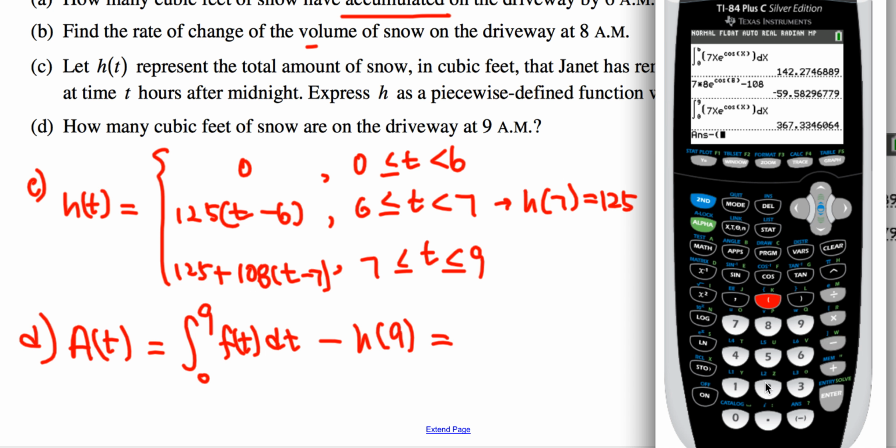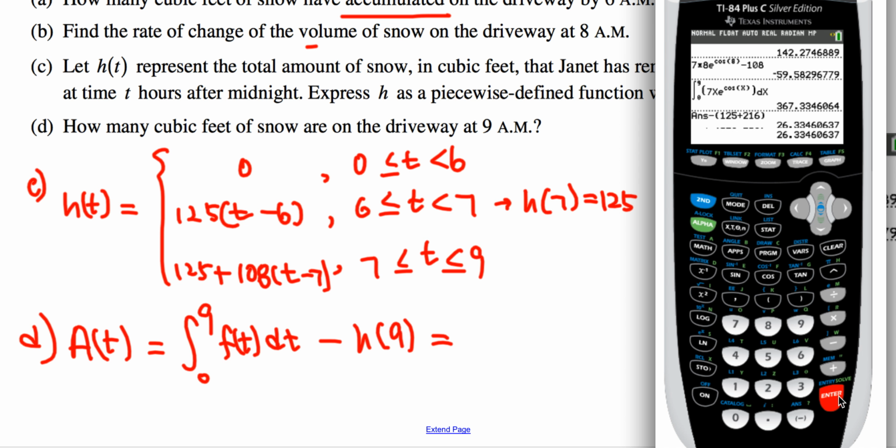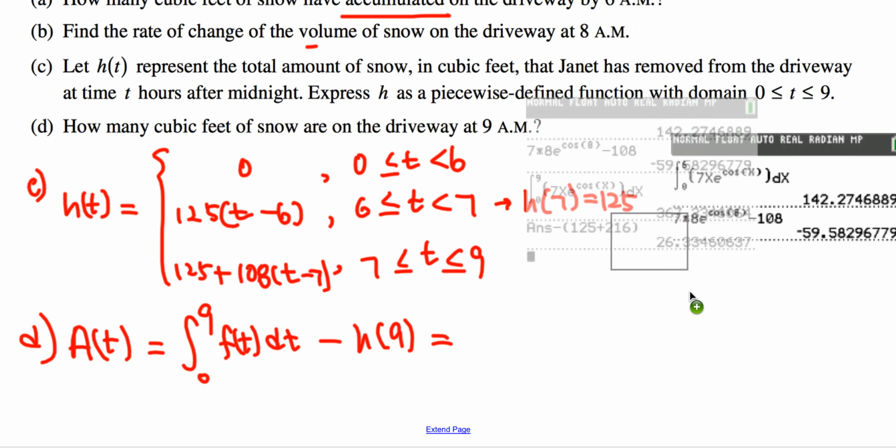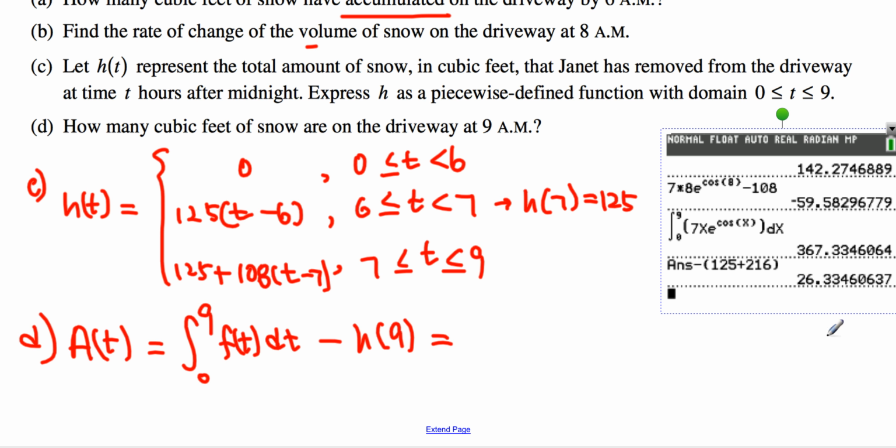So 125 plus 216, then we end up getting, that's what's left. So our final answer should be 26.3 cubic feet is left. And that becomes our answer.